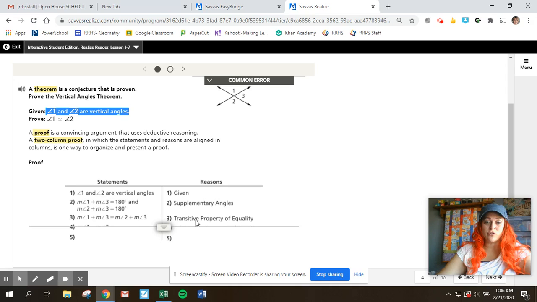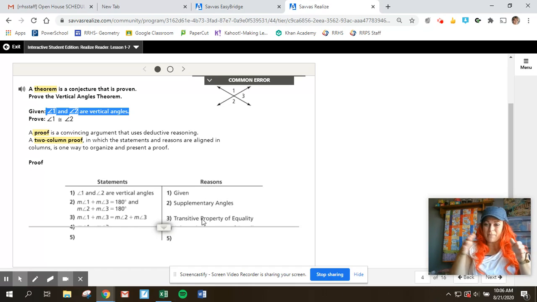Transitive property. Transitive property is exactly what I just said. And when I teach this live, this is what I say: if this equals 180 and this over here equals 180, wouldn't these two things equal each other? So that is the transitive property. It's not exactly substitution, but it kind of is. You're taking something equal to 180, something else equal to 180, and if they're equal to the same thing, they're equal to each other.